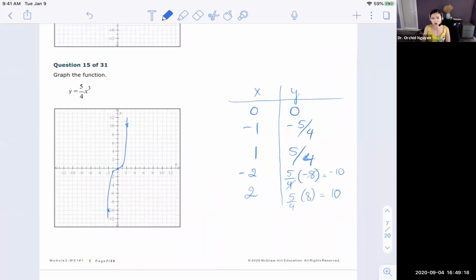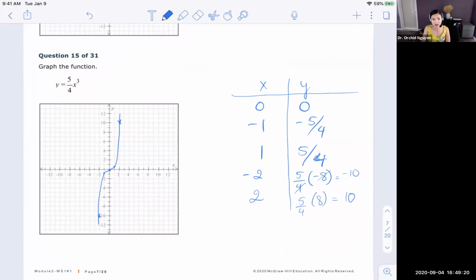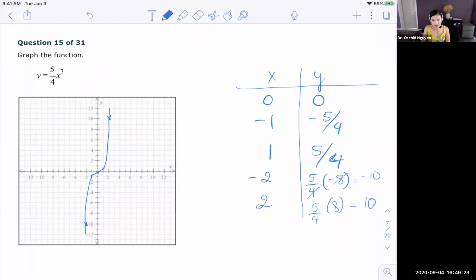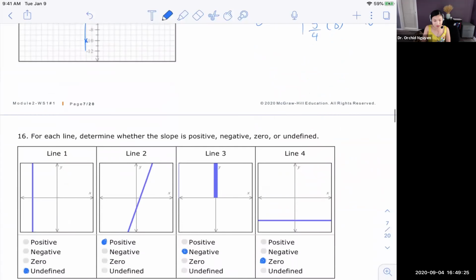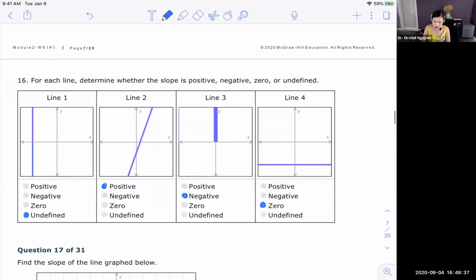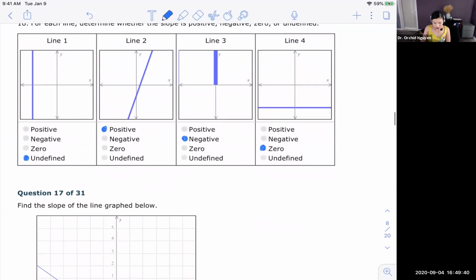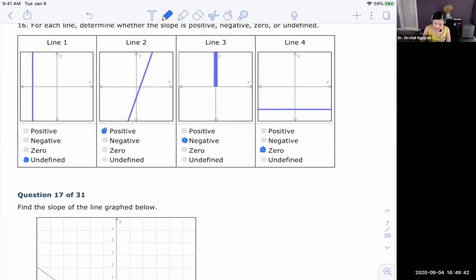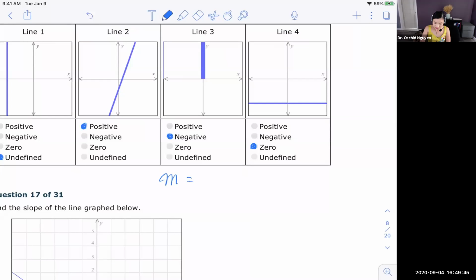Okay. So hopefully you know the graphs of the basic functions. When I say basic, I'm talking about linear, square root, square, cube, and absolute values, and even rational. Okay, so hopefully you still remember the slope of the function. So the slope is rise over run, y2 minus y1 over x2 minus x1. So hopefully you still remember that.